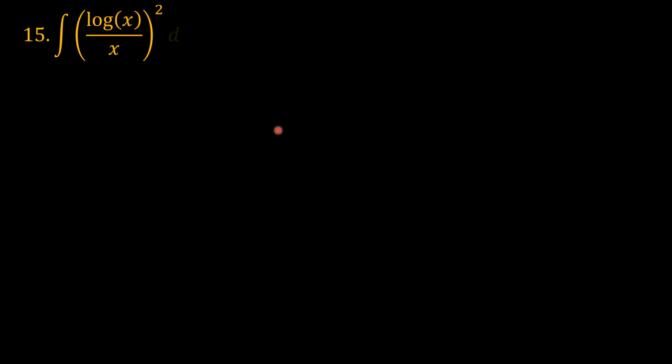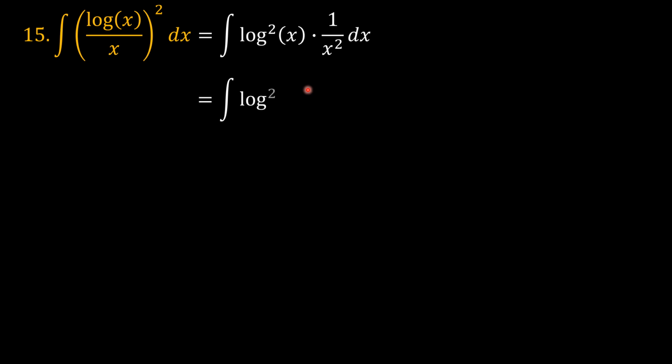The integral of the square of natural logarithm of x over x. Let's just expand whatever we have here. So this is the same as the square of the natural logarithm of x times 1 over x squared. Now 1 over x squared is the same as the derivative of the negative of 1 over x.